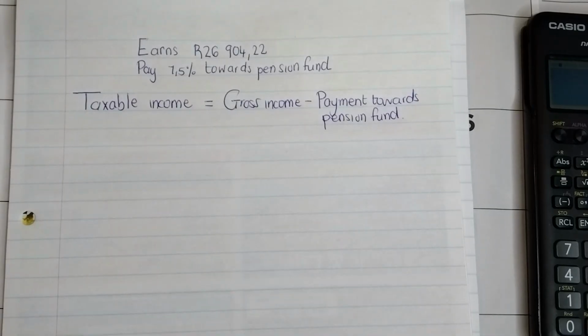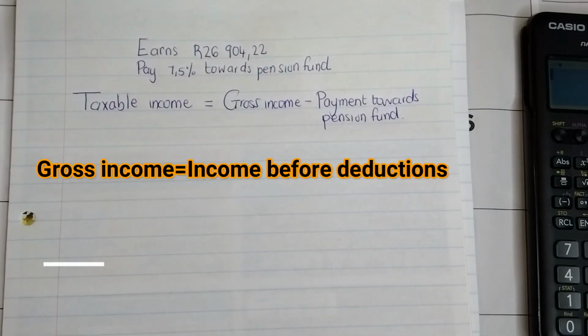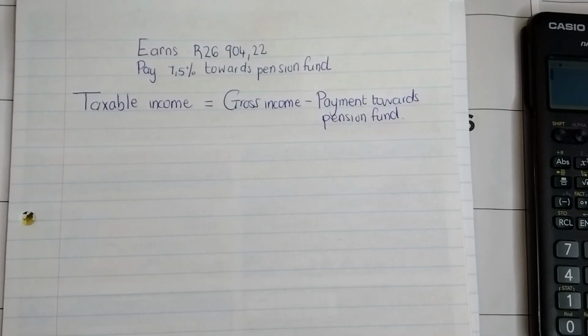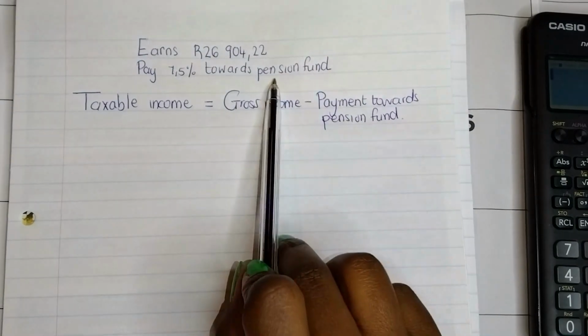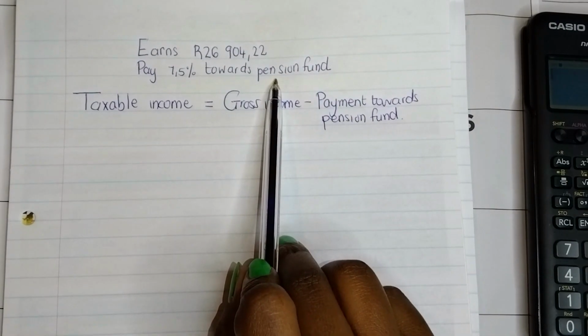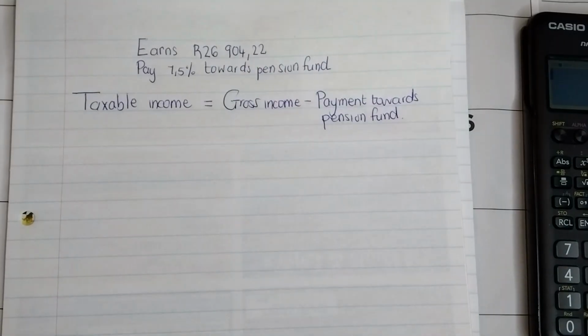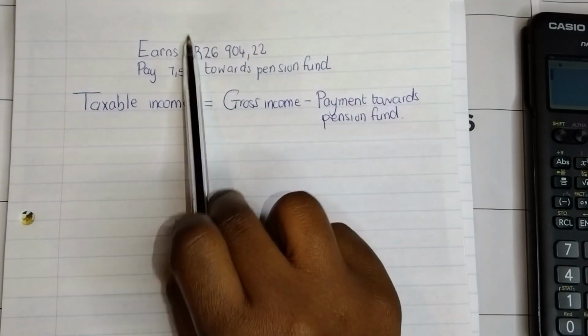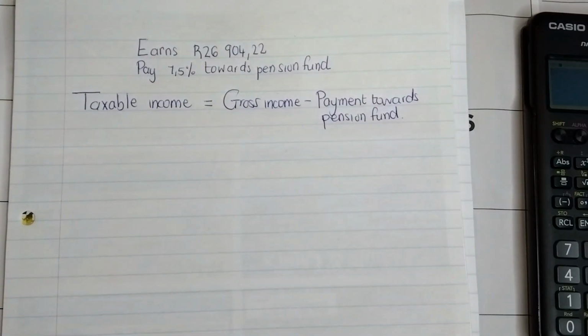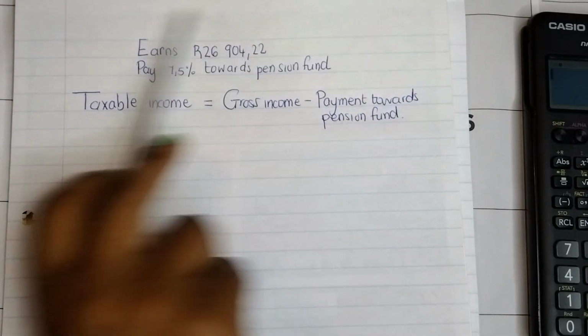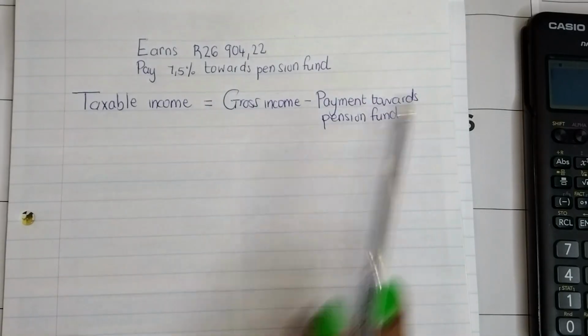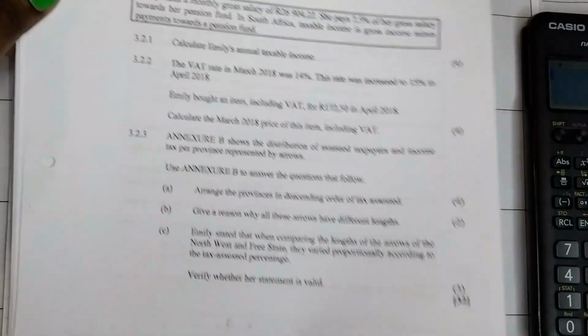So what is the gross income? The gross income is the income that you get before they've done the deductions into your account. That is the amount before they've deducted your pension fund, before they've deducted your medical aid. That is your gross income, the gross income that Emily earns monthly. So we've analyzed the paragraph and what it means. Let us start looking at the questions.